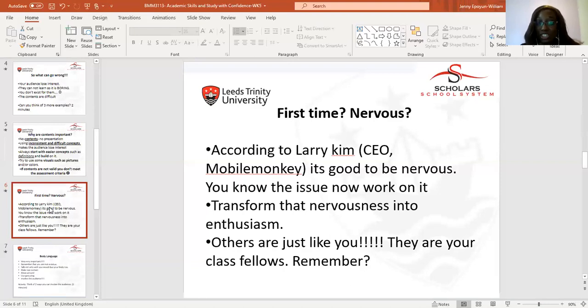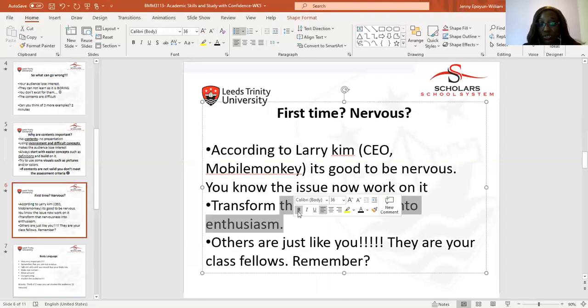So according to Larry Kim, the CEO of Mobile Monkey, it's good to be nervous. So you know the issue and you can work on it. You can know how to work on it. Some people advise, when you first start your presentation, look at the top of the heads of the people until you get more familiar with the audience, and then look at them eyeball to eyeball so you don't lose your train of thought. But the key word there is that you can transform that nervousness into enthusiasm.